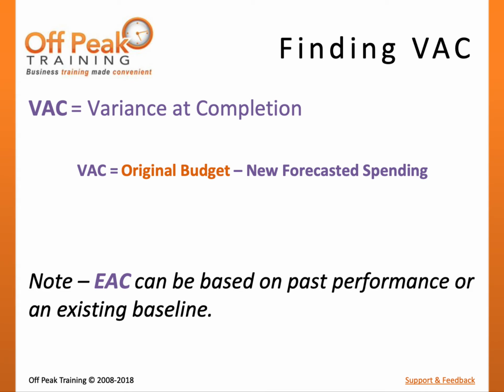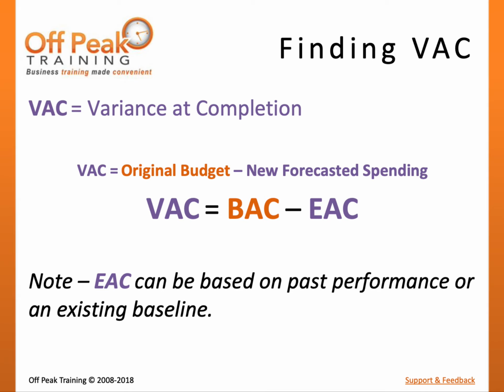Variance at completion, or VAC, is simply the difference between our original baseline budget and our new forecasted budget. For this formula, we will start with our original budget, referred to as budget at completion, and then subtract our new forecasted spending, known as the estimate at completion. If the resulting number is negative, you are over budget. If the number is positive, you are within or under budget.